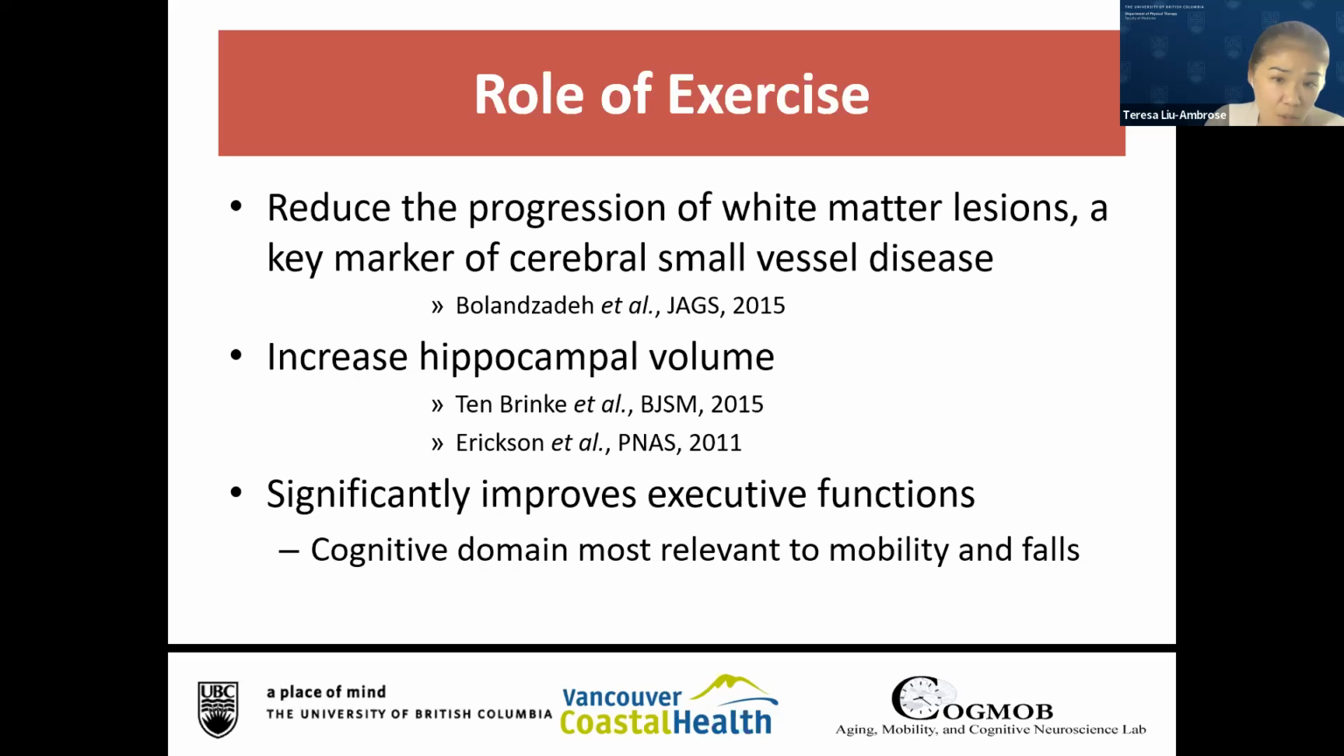And what research shows is that exercise can actually maintain or improve the volume over time. The significance of this particular finding in relation to falls is that there has been growing research showing that structures such as the hippocampal volume have an important role in our ability to move, as well as to move safely. And lastly, as I already highlighted in the prior slide, we do know that exercise promotes cognitive function, specifically within the domain of executive functions.